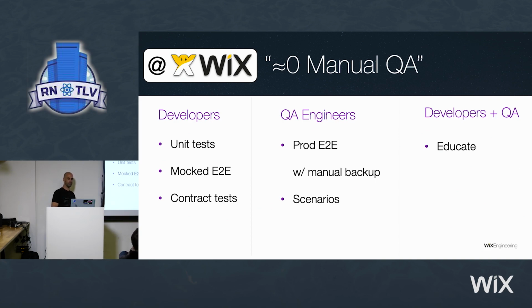QA will need to educate the dev team on how to write high-quality scenarios and review mocked end-to-end suites. And by having a good grasp of what's already being tested in the mock E2E, they should lower the amount of production E2E that they are writing, the amount of regression suites, to the bare minimum.